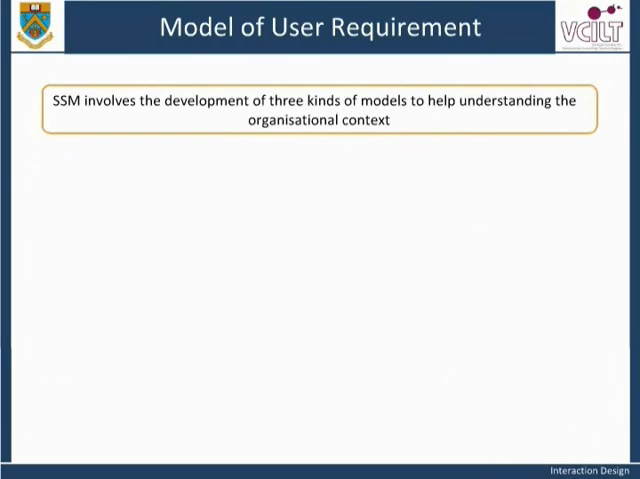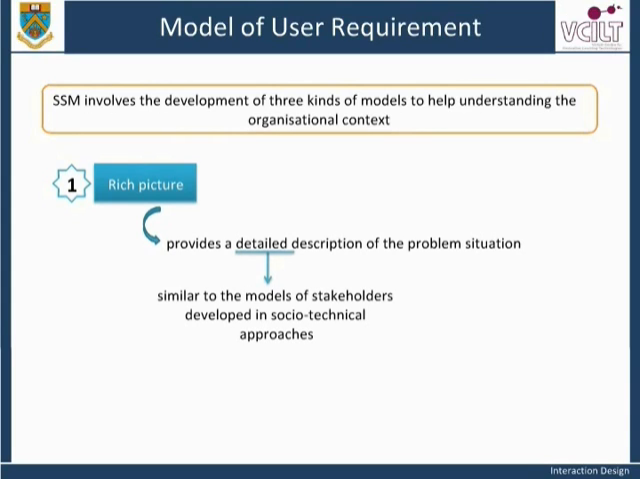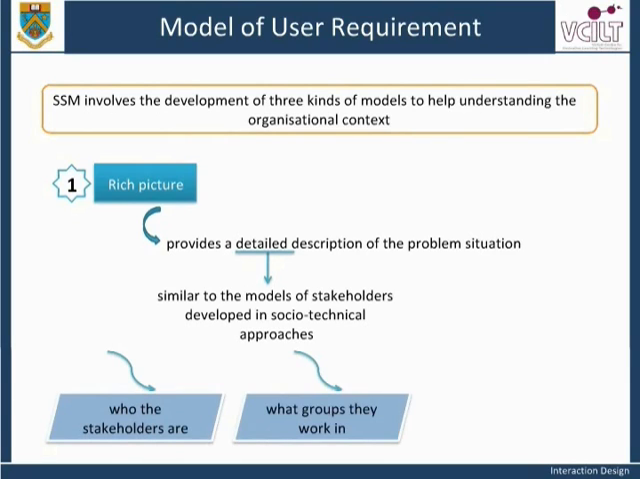SSM involves the development of three kinds of models to help understanding the organizational context. The first kind of model is referred to as the rich picture, which provides a detailed description of the problem situation. This includes details similar to the models of stakeholders developed in socio-technical approaches discussed previously: who the stakeholders are, what groups they work in, and what tasks they perform.